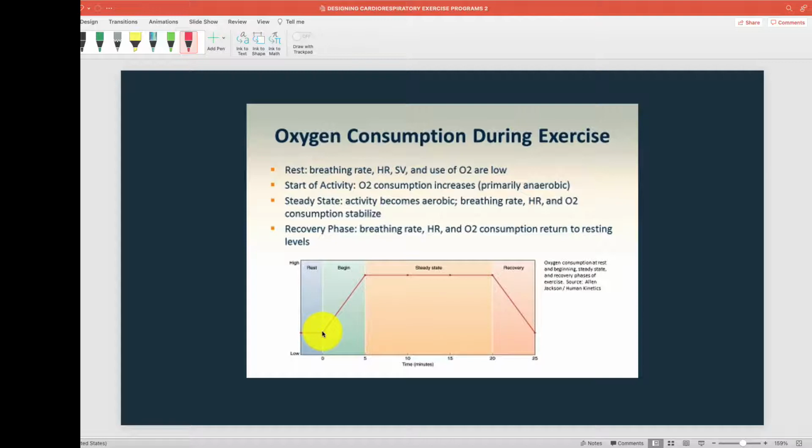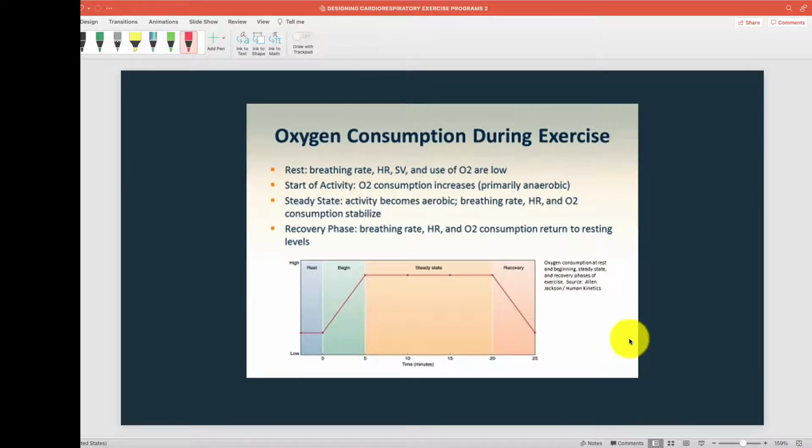And with resting levels of oxygen consumption, your stroke volume, your heart rate, your breathing rate, all of these things are very low at rest, all right? So heart rate, stroke volume, breathing rate, they're all low during rest.